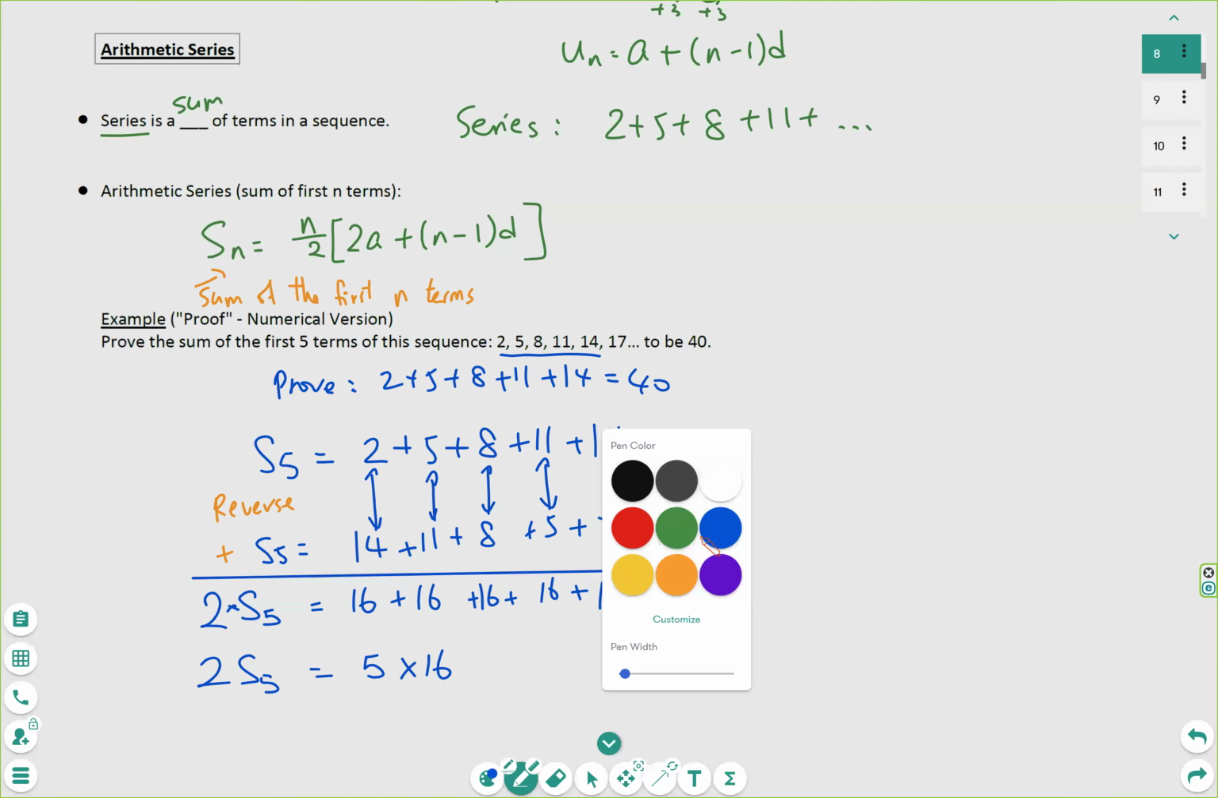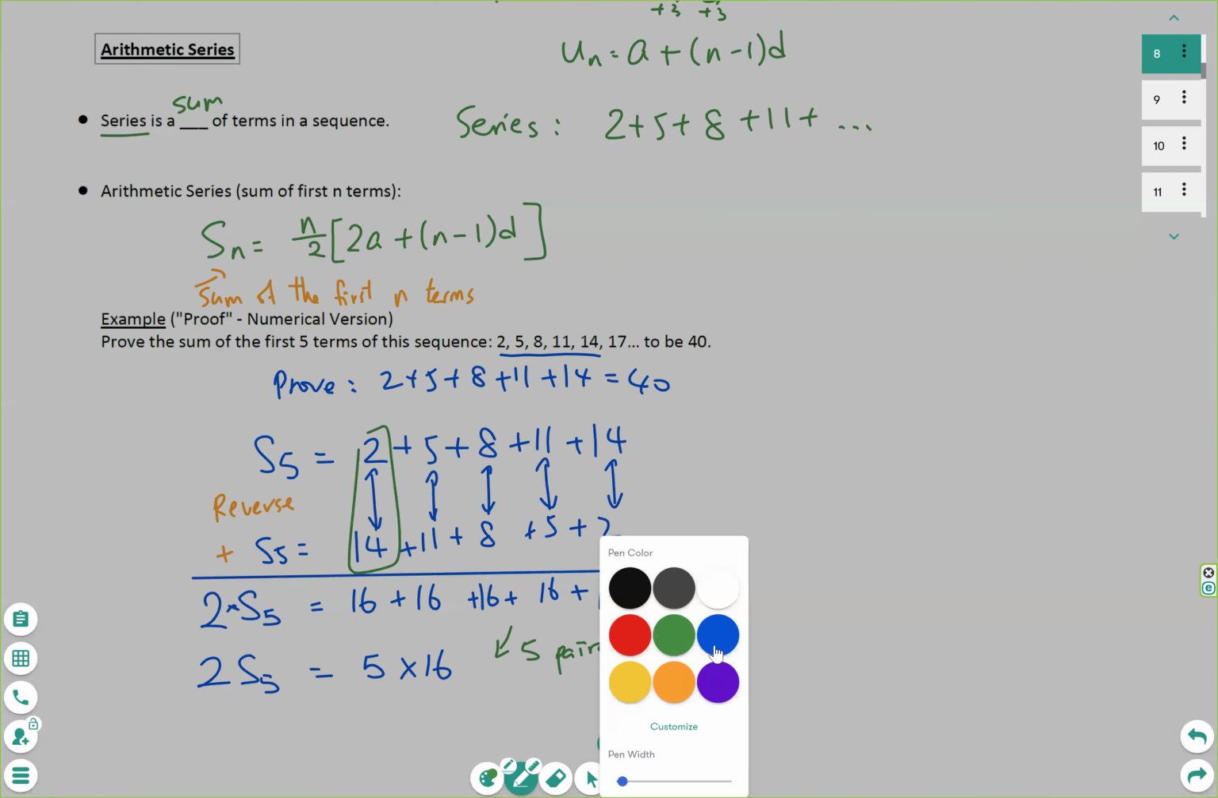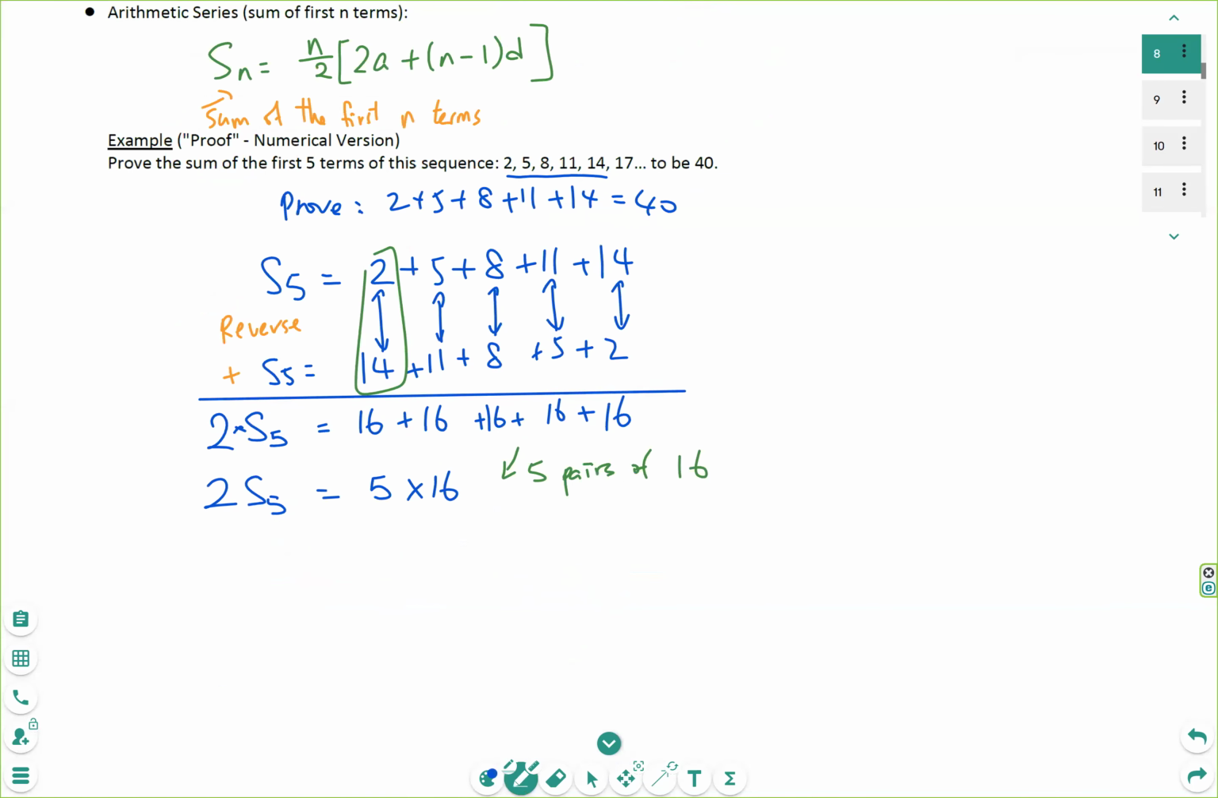Okay, so in here, we have 5 pairs of 16, right? 5 pairs because we've got 1, 2, 3, 4, 5 pairs. So if we try to do 5 times 16, that's 80. If you divide by 2, that's 40. That's proven. Now take note of this number here, 5 and 5. We're going to use something similar for the algebraic version.